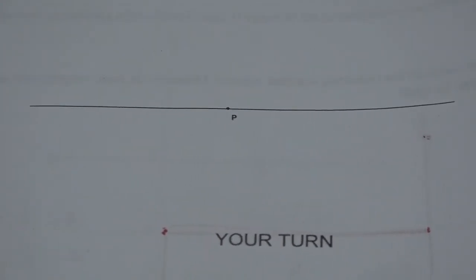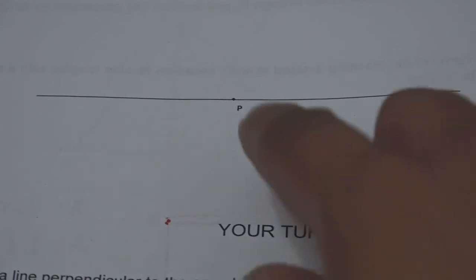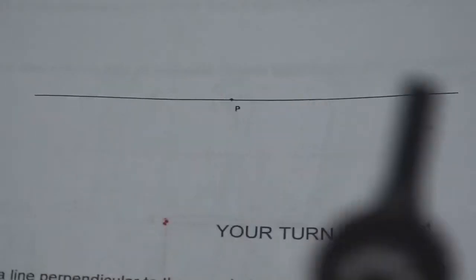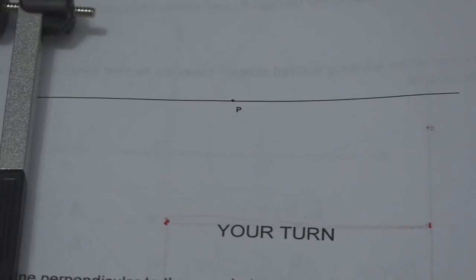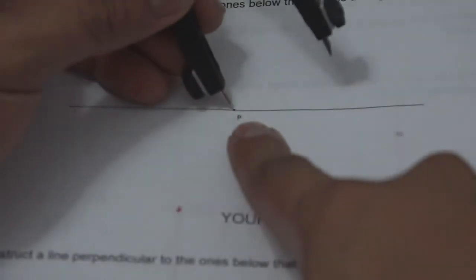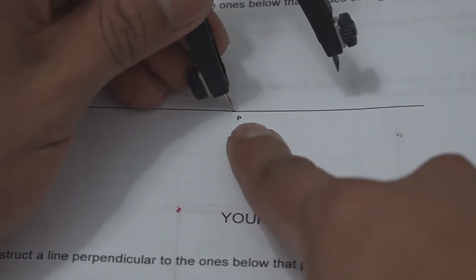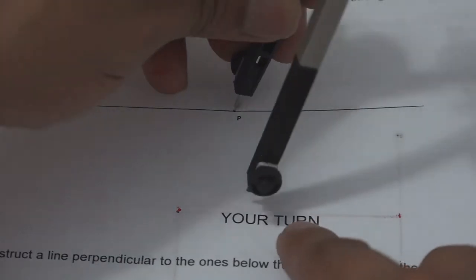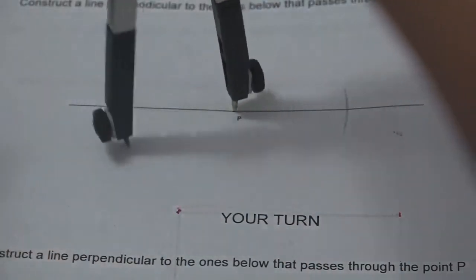Okay, the first thing I need to do is the same thing I've been doing. Right now the point P is on the line, but still you gotta create your own segment. The way to create your own segment is open the compass to any length, remember, and create circle P. Anyway, the idea is to intersect the segment in two places.